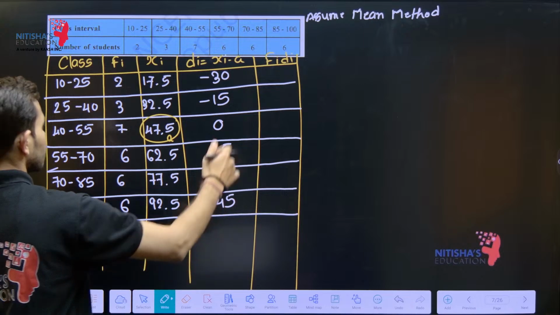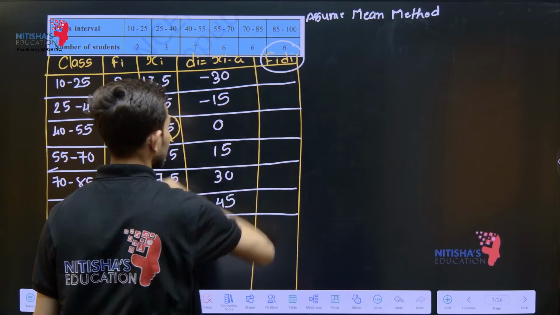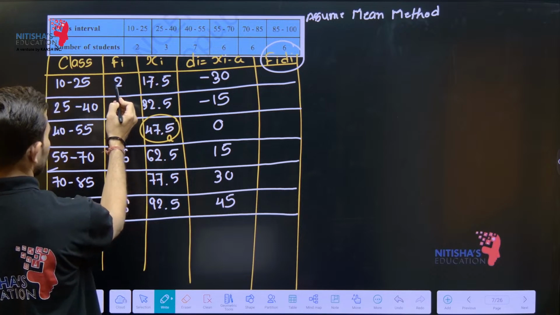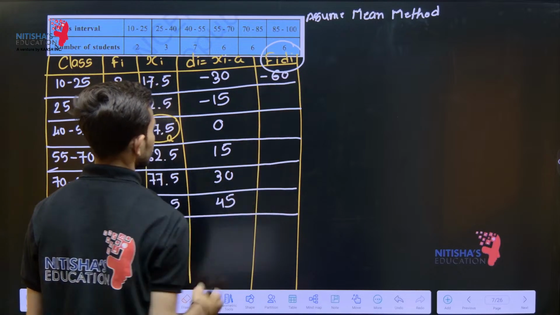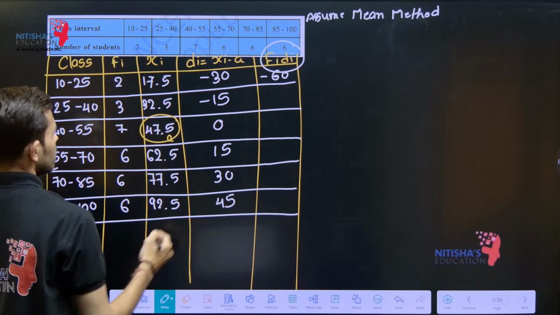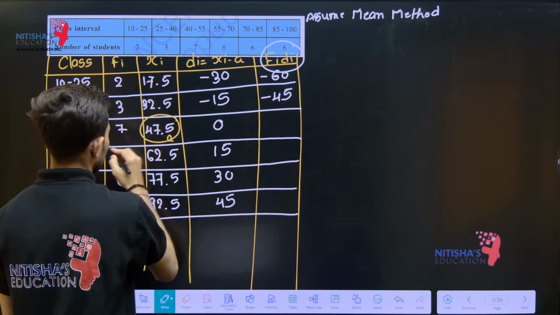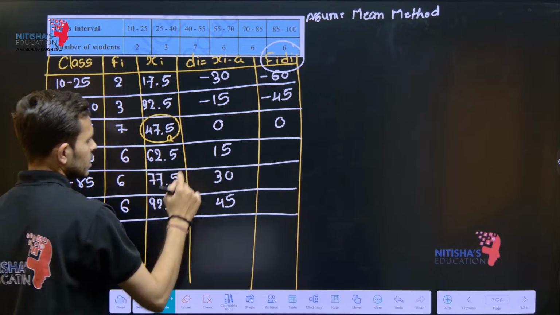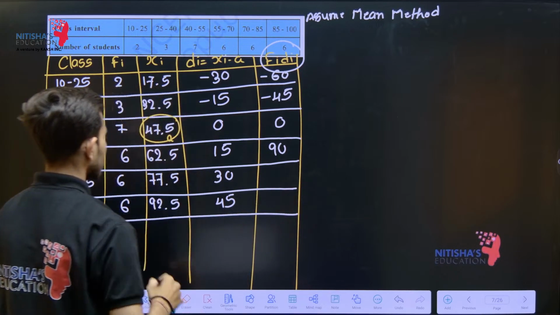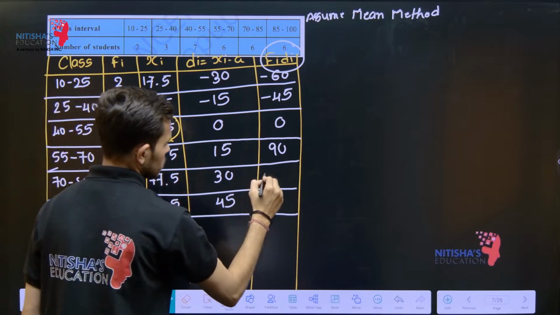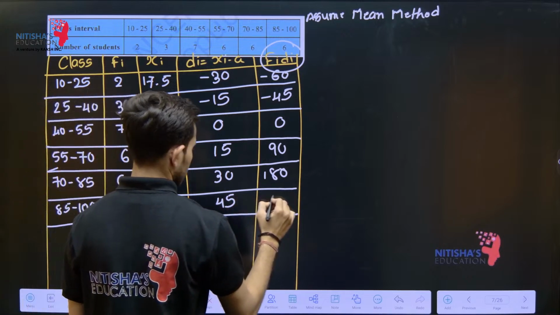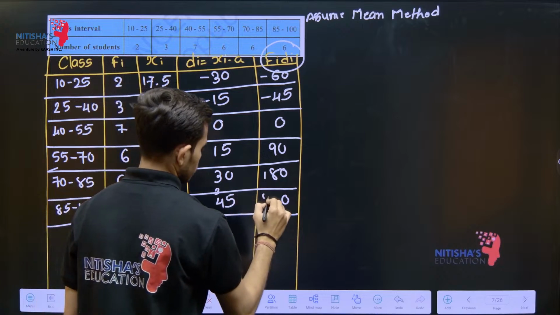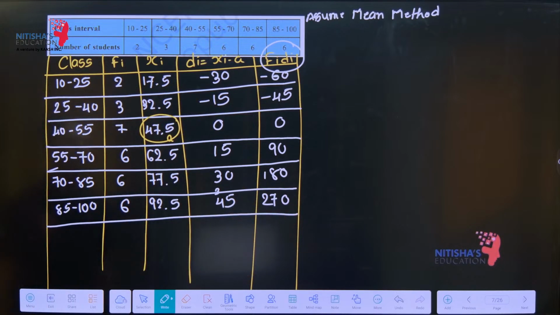Now, next we need to find the product of fi di. We have fi 2 and di minus 30, so the product of fi di will become minus 60. Here it will become minus 45. It will become 0 over here. It's 15 times 6, which is 90 over here. Here 30 into 6 is 180, and 6 into 45 is 270 over here. So here we have completed our table.